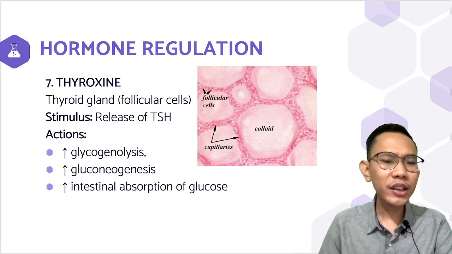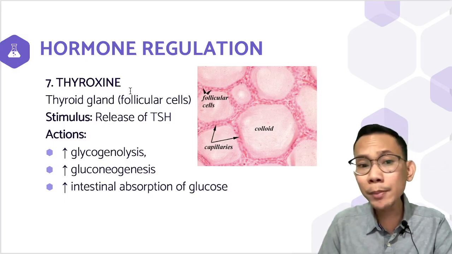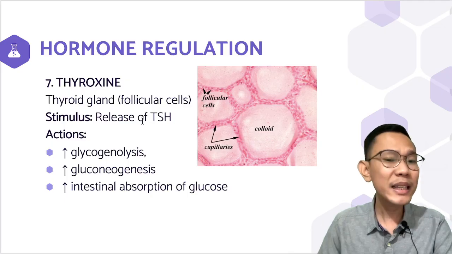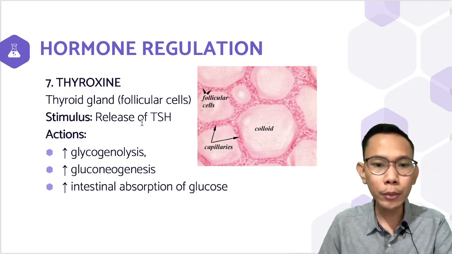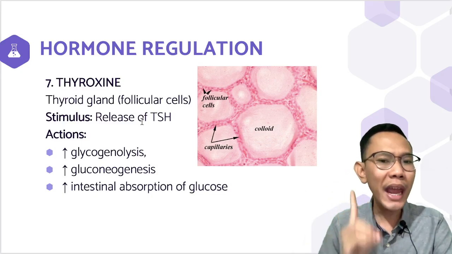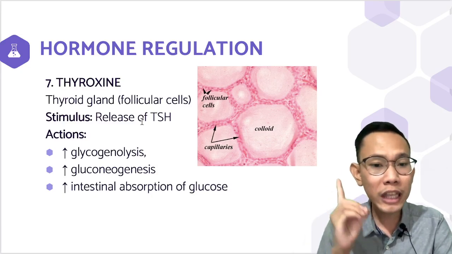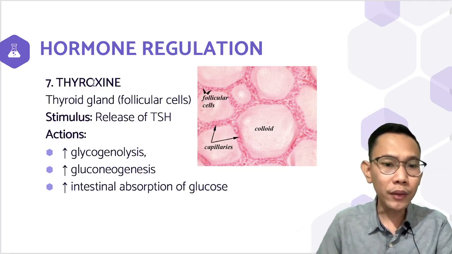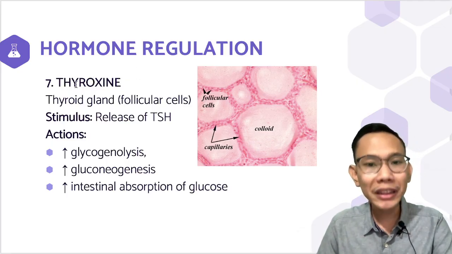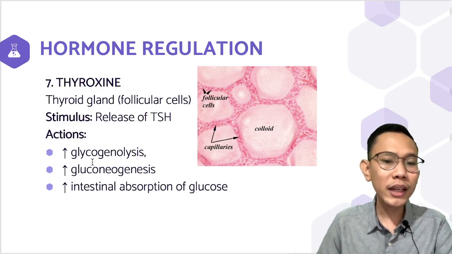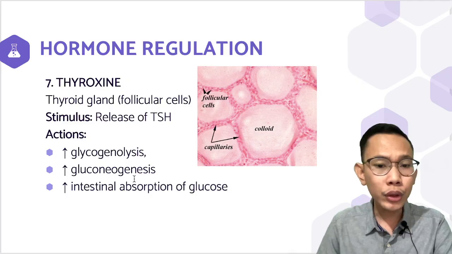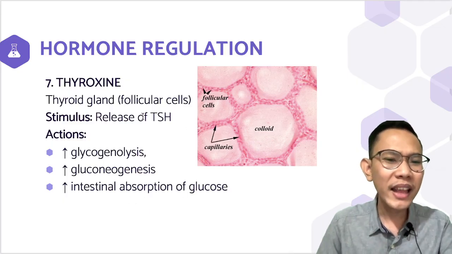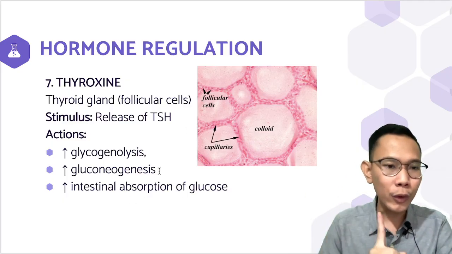How about your thyroxine, doc? Your thyroxine, this is produced by your thyroid gland in your follicular cells. Stimulus natin upon the release of your thyroid stimulating hormone. Kaya siya tinawag na thyroid stimulating hormone because it will stimulate your thyroid gland to produce now your thyroid hormone. Example of that is your thyroxine or your T4. So action of that, increase glycogenolysis, increase gluconeogenesis, increase intestinal absorption of your glucose. So basically, the end effect is also increase glucose.